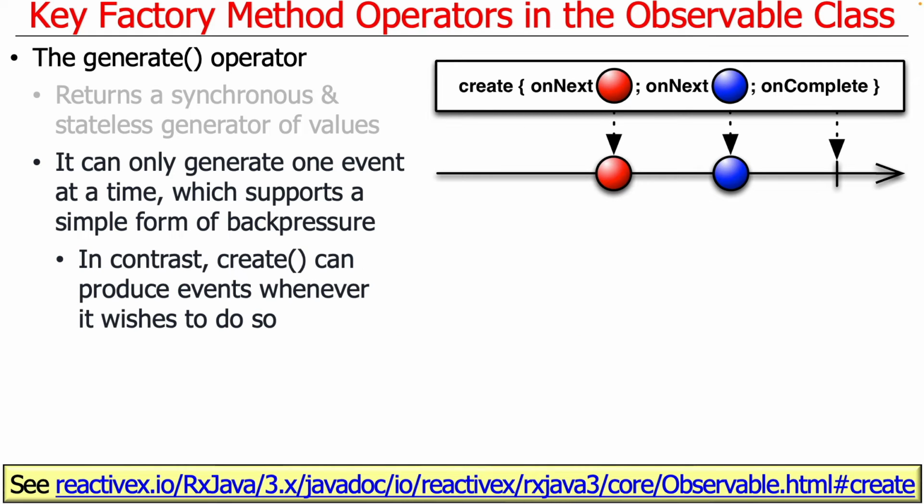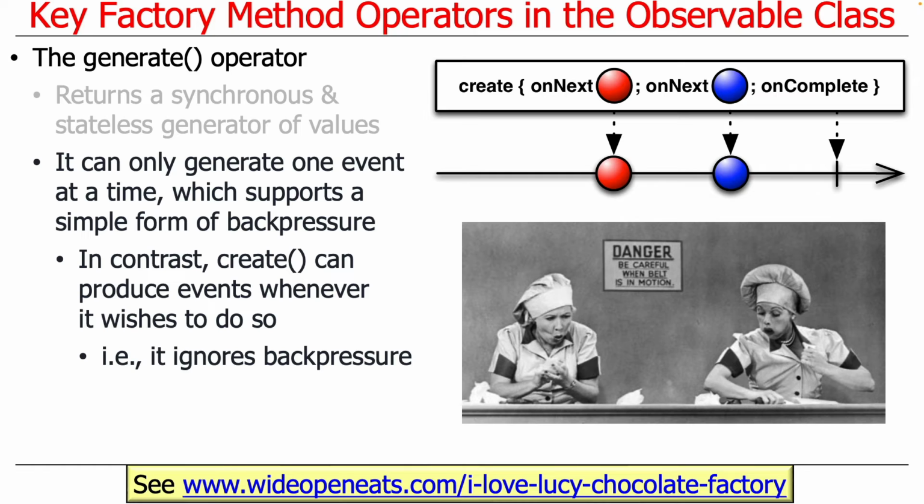In contrast, some of the other creational operators, factory methods that we've looked at before, like create, can be used to produce events whenever they want to. They aren't limited by flow control. And that has a blessing and a curse. One of the nice things about that is you can blast data out very quickly. The downside is you can blast data out too quickly.